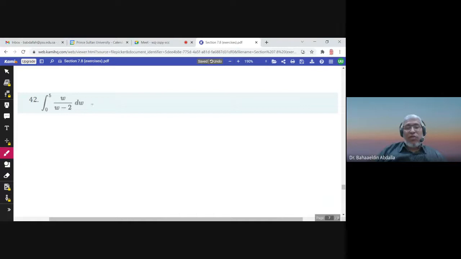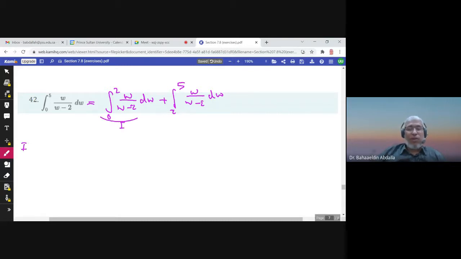Here, this function is not continuous at 2. So let us write it from 0 to 2 plus from 2 to 5 dw. And let us start by finding this integral. So its limit when t approaches 2 from the left of this function from 0 to t, w over w minus 2 dw.